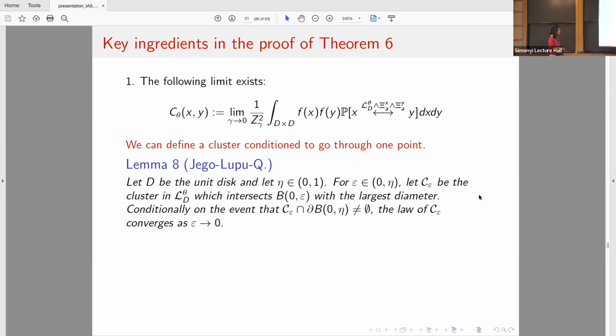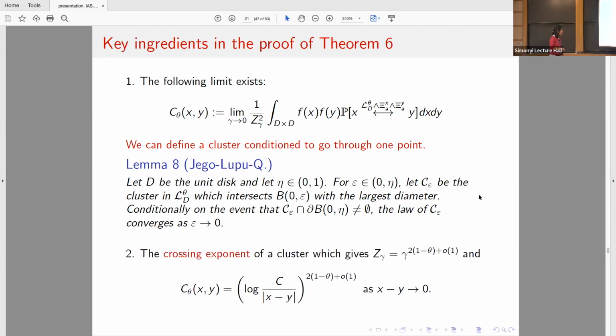So this will enable us to show that the limit exists. And on the other side, we also get an asymptotic estimate of this renormalizing constant C gamma as gamma to the power 2 times (1 minus theta). And this will allow us to get an asymptotic expression of this correlation function, covariance function C of x, y.